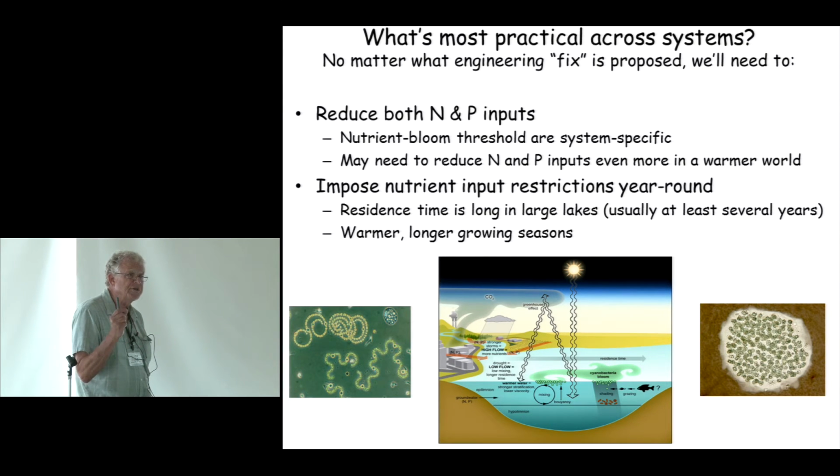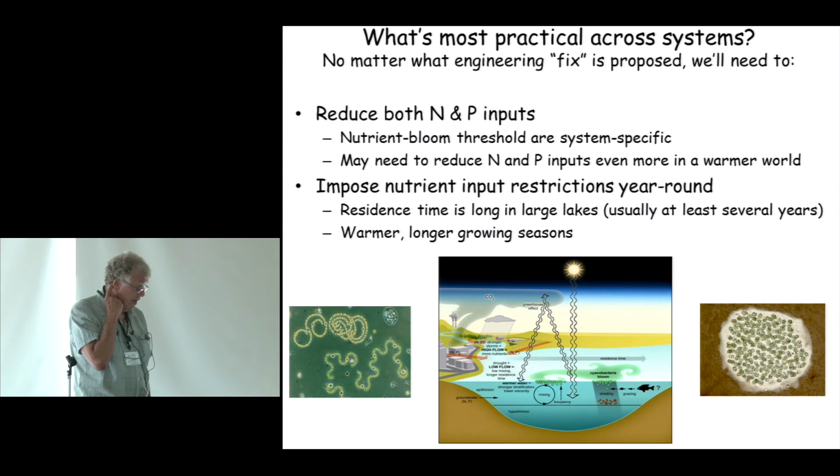Establish the thresholds at which these blooms can actually be controlled by reduction of N and P inputs. That's not easy, but it needs to be done. And we may need to reduce N and P inputs even more in a warmer world, because as things warm up, cyanobacteria like it hot. The warmer it gets, the better they like it. So we may need to reduce the thresholds even more in a system that is experiencing warming.